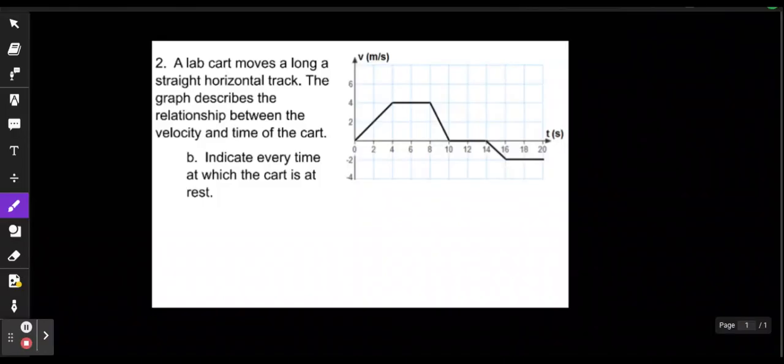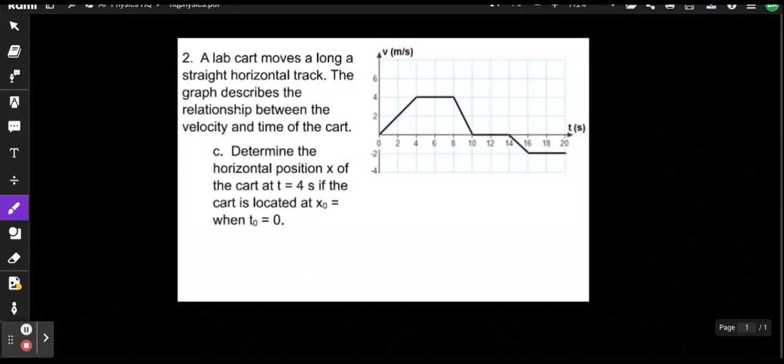Okay, part B is asking, indicate every time at which the cart is at rest. So a common mistake that students might make is when the velocity is horizontal. That does not mean that our cart is at rest. That rather means it's staying at a constant velocity of 4 meters per second. But let's take a look at times 10 to 14. Our velocity is constant, but it's also at 0 meters per second, indicating that it's at rest. So the times that it's at rest are from 10 seconds to 14 seconds.